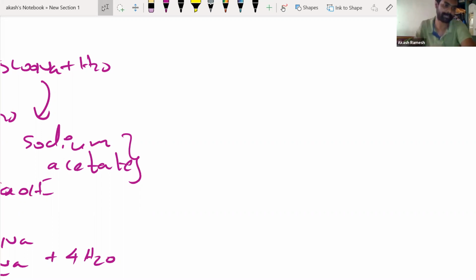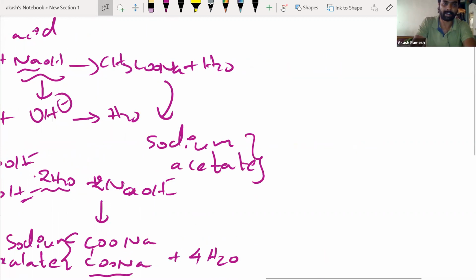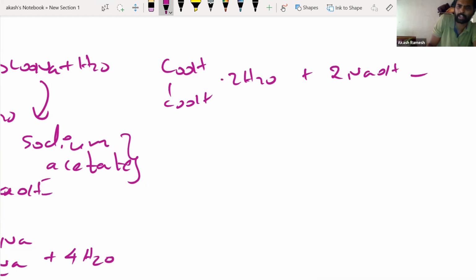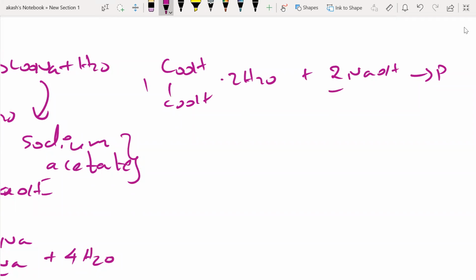Okay, maybe I will do it. We'll write the reaction again. It's COOH dot 2H2O plus 2NaOH. This is all I require. I don't need to worry about the products. 1:2 is the ratio, 1 here, 2 here. Sir, is it 10 ml? Possible. The 10 ml option is there. Might be correct, we'll check.